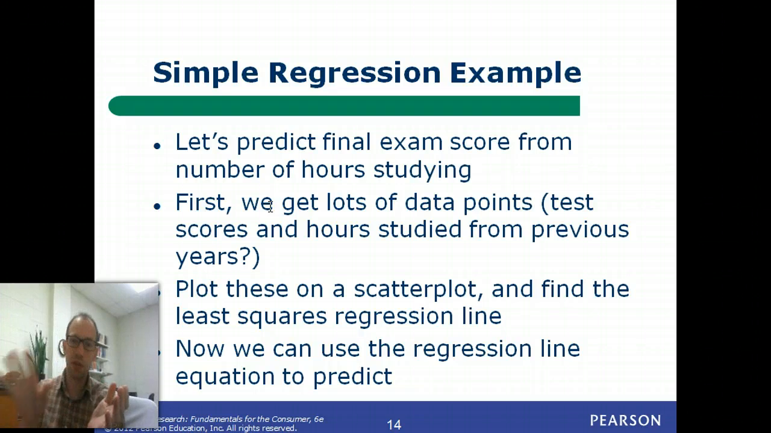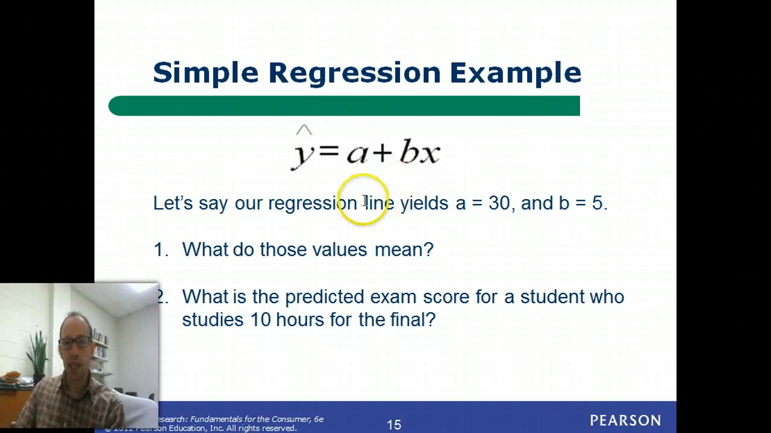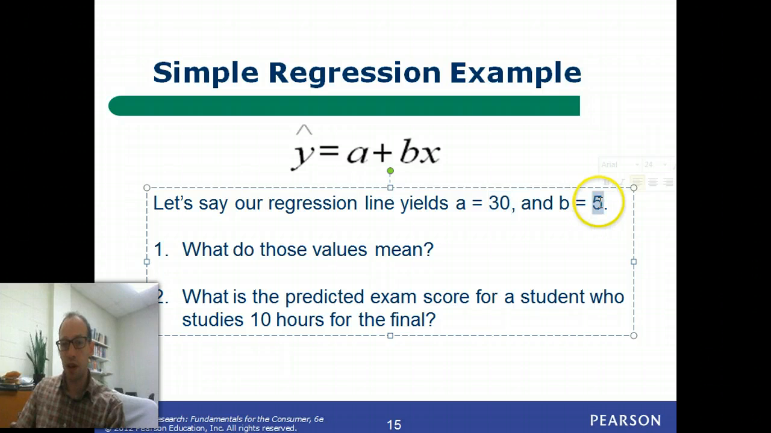We plot all those points on the graph, get the line of best fit, and that gives us a regression equation. Let's say that our regression equation gives us an a value of 30 and a b value of 5. In other words, if x is 0, if you don't study for the exam at all, 0 times b is 0, so your predicted score is just your a, which is this 30. In other words, if you don't study for an exam at all, we're going to predict you get a 30%. Of course, there's a lot of variance there, and that's why I caution in using it for an individual prediction, but it's our best guess based on our data.